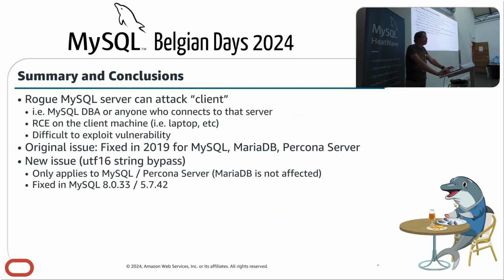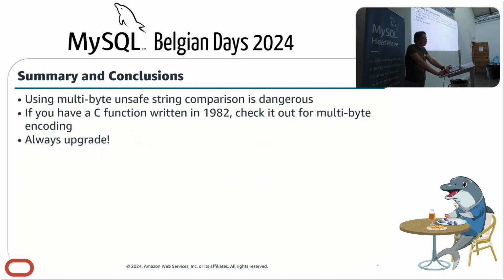All right. Finally, summary and conclusions. Rogue MySQL can attack clients. The original issue was fixed in 2019, the new issue fixed in April 2023. And always upgrade. And if you have a C function written in 1984, then probably you need to think about checking the charset. All right, questions?